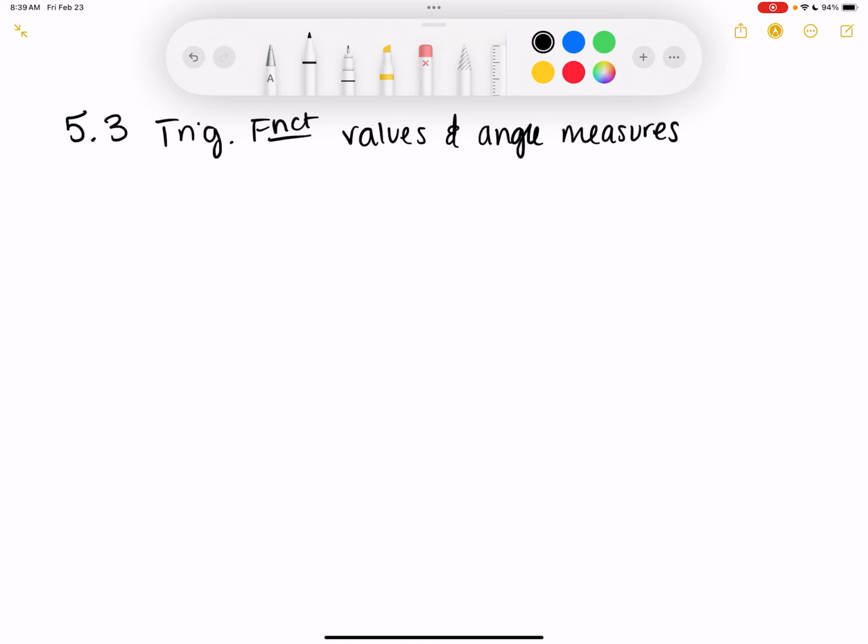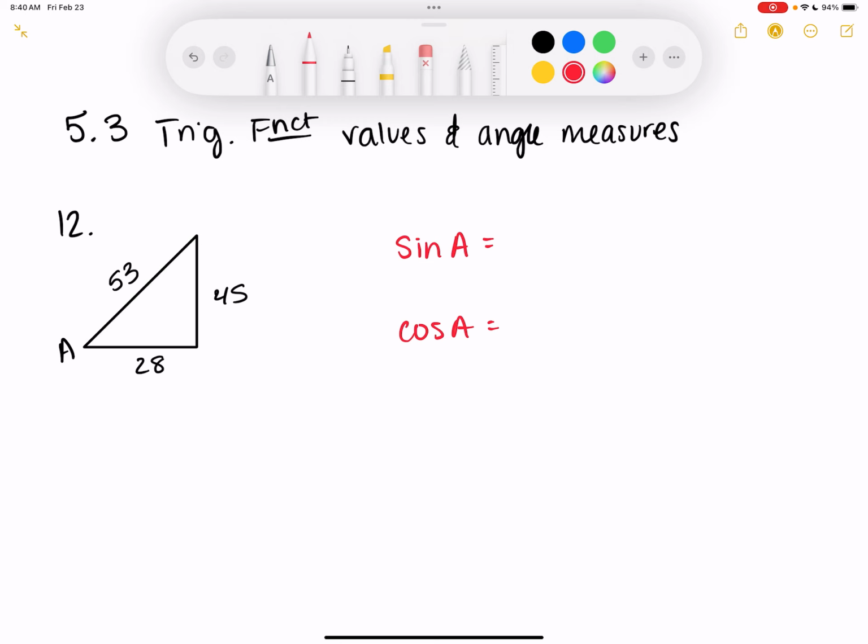All right, so these first problems give us a triangle and an angle A, and they want us to find sine of A, cosine of A, and tangent of A for the given triangle. Number 12 looks like this. Angle A is over here, and then they give us the side lengths of that triangle.